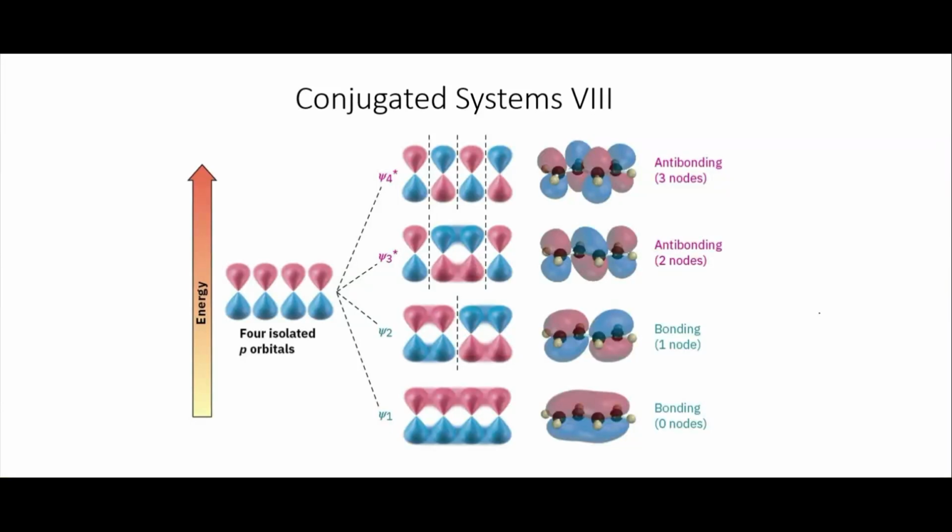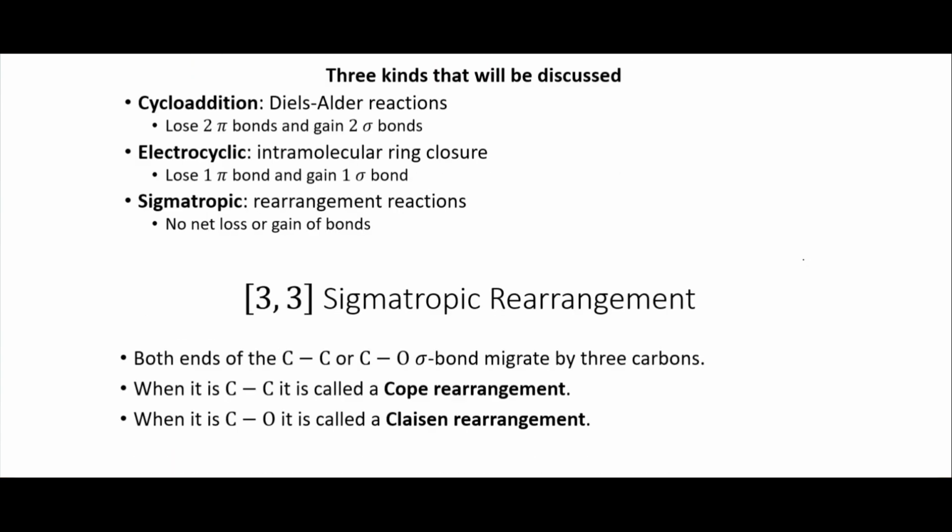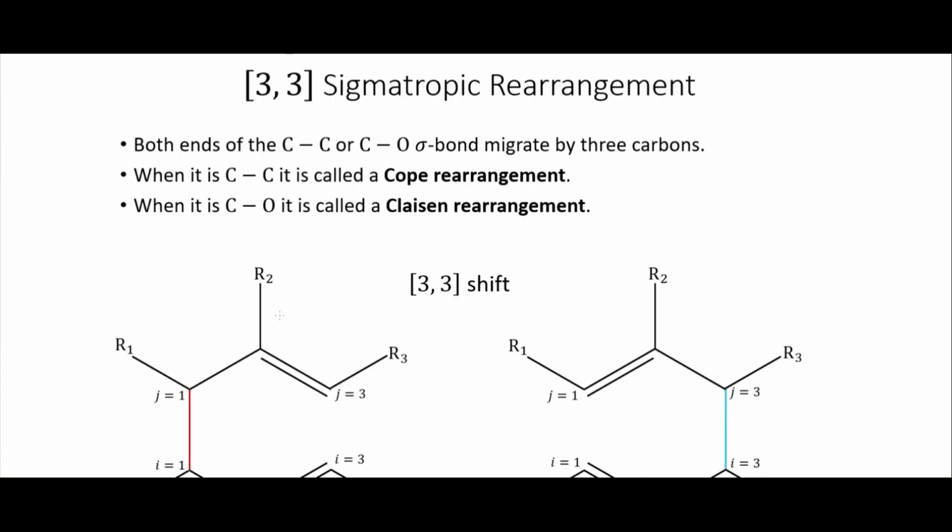In this video, we are going to finish our discussion on the reactions of conjugated systems. In particular, remember we are talking about these sigmatropic reactions. So in this video, we're going to talk about a particular kind of sigmatropic reaction, which is the 3-3 sigmatropic reaction. In this one, we have a sigma bond that is between either two carbons or a carbon and an oxygen, whereas in the previous video, we looked at ones where it was between a carbon and a hydrogen.